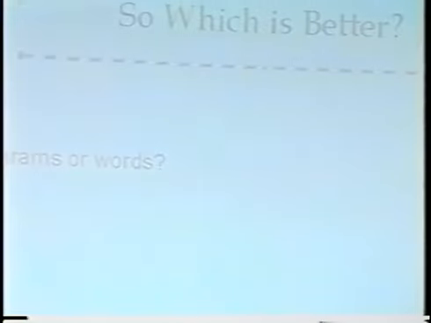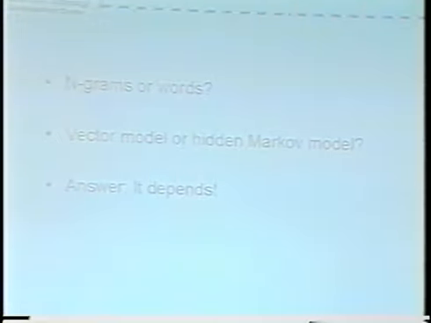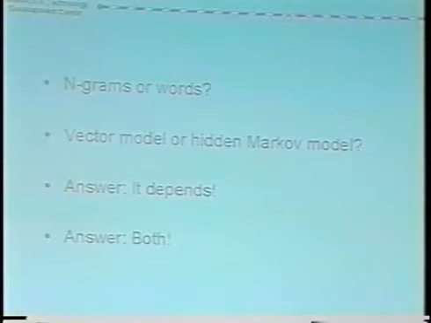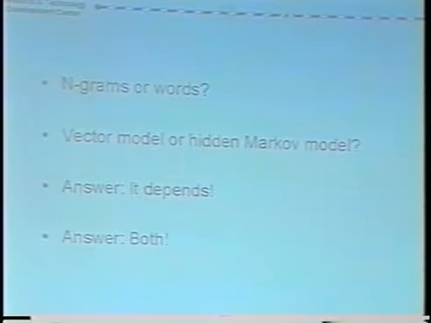So now we have the question, once again, which is better: n-grams or words, vector model or Markov model? The answer is it depends. But we really feel that for our purposes, the answer is both. That is, we find that by using both words and n-grams, and by using both a cosine measure and a hidden Markov model measure, we get results that outperform any single technique.